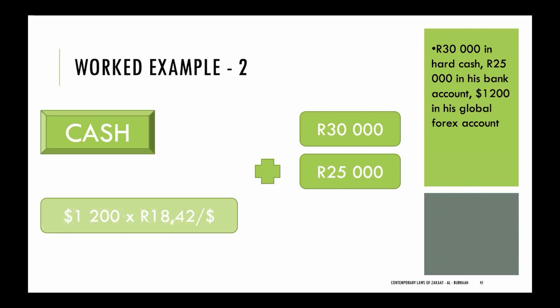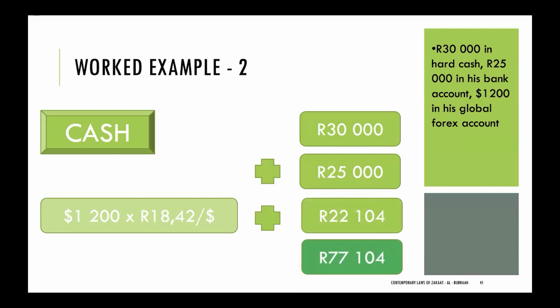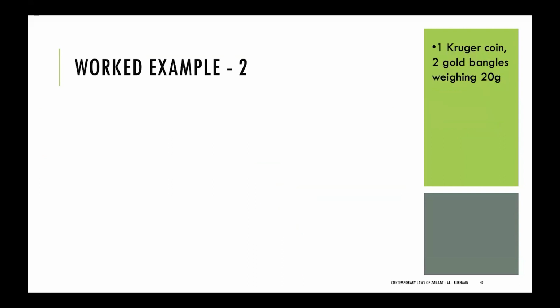But if you are paying your zakat in South Africa in rands, and you want to calculate your liability in rands, which most people generally do, then we will translate the $1,200 at the spot rate on the zakat date. So his zakat date is the 1st of Ramadan. He would go and check what is the dollar rand exchange rate on that date, assuming it's 18 rand 42 to the dollar. We translate that at 22,104 rands. So we calculate a total of 77,104 rands in cash.